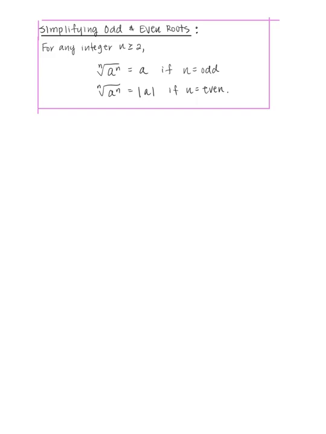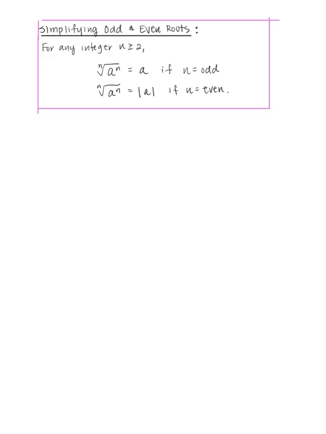Alright, next topic is simplifying odd and even roots. So it says that for any integer n greater than or equal to 2, nth root of a to the n becomes a if n is odd. And nth root of a to the n becomes the absolute value of a if n is even. This is because of this fact.